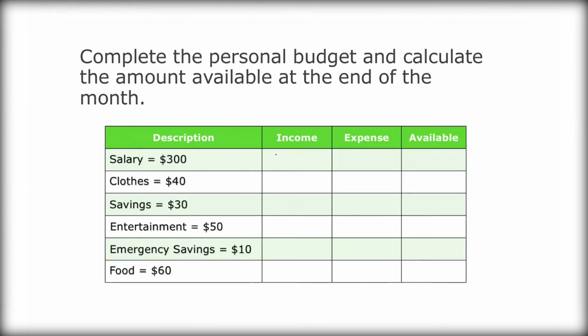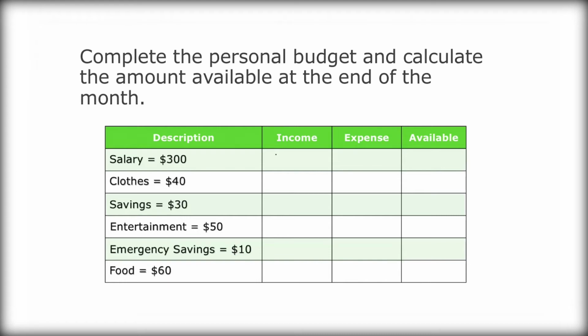Now we're going to complete this personal budget and we're going to calculate the available balance at the end of the month. We have the first one that we have a salary, which is $300.